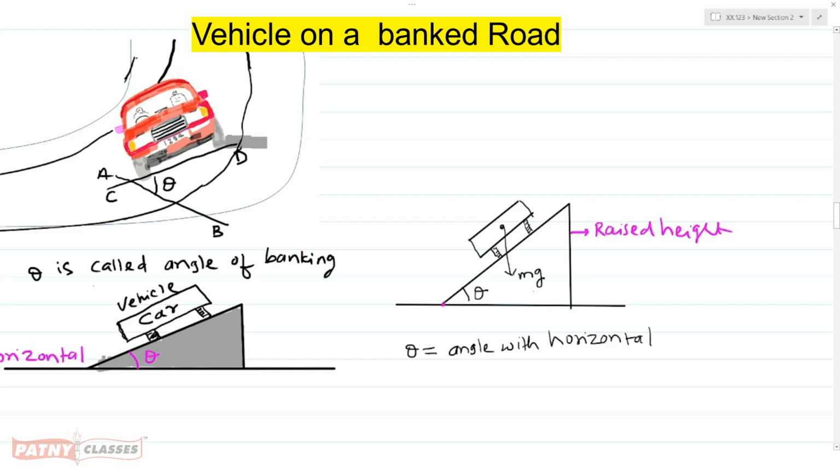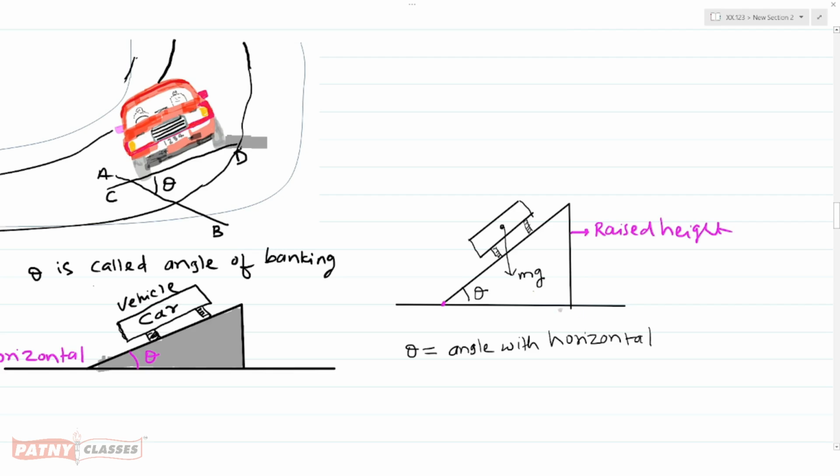And the other part of the road is touching the ground. So the final surface of the road is making some angle theta with the horizontal surface of the original road. You see, banked roads are already not there. We have to make them. We have to construct them.